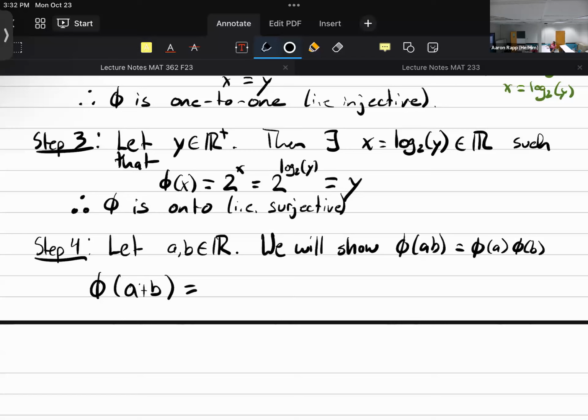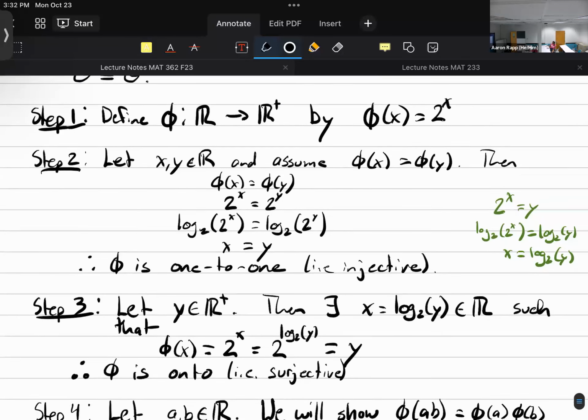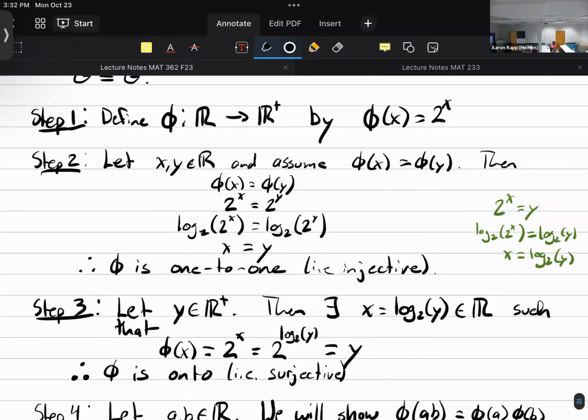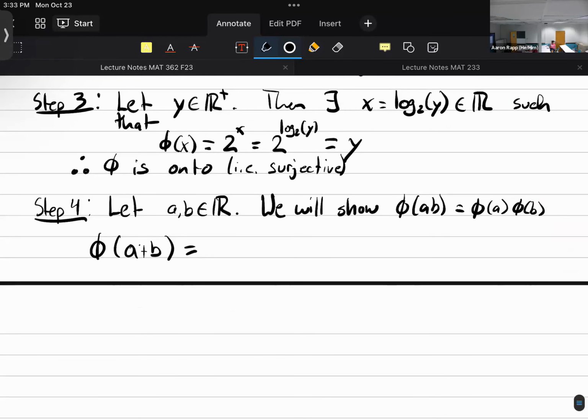How do we define our isomorphism or the candidate to be an isomorphism? 1 to 1. So we showed it's 1 to 1 and onto, but how would we define it? It's based on x. Yeah, whatever your input is, I put it in the power of 2. So what's my input here? A plus b. So phi of a plus b is going to result in what? 2 to the a plus b.